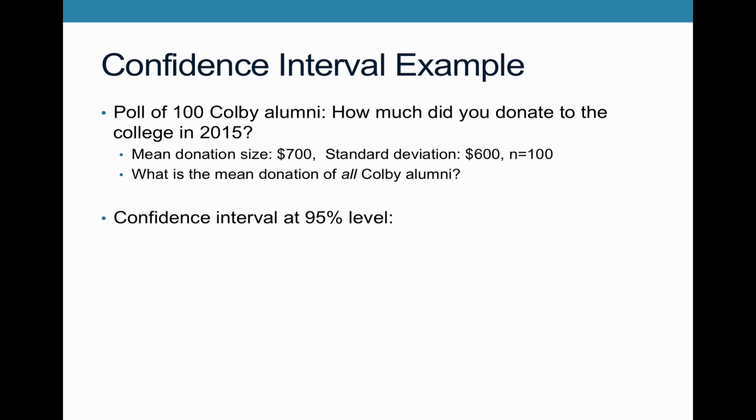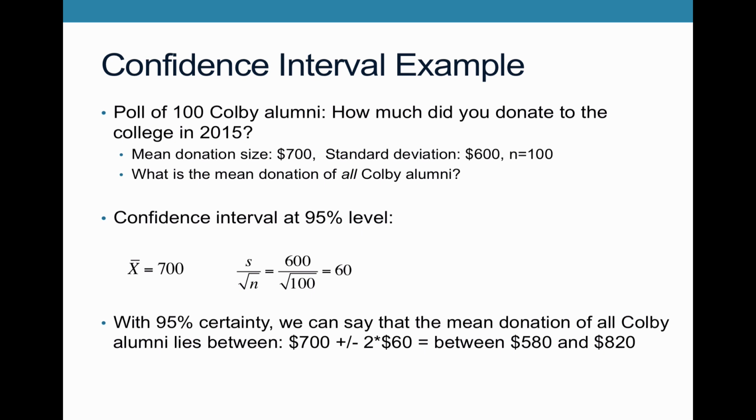To do this, we calculate the confidence interval at the 95% level. That's the level we've chosen. So here, X bar, the mean donation size, is 700. That's already given. To calculate the standard error, we take the standard deviation, so in the numerator we have 600, and then we divide that by the square root of the sample size. The square root of 100 is 10. So 600 over 10 is 60.